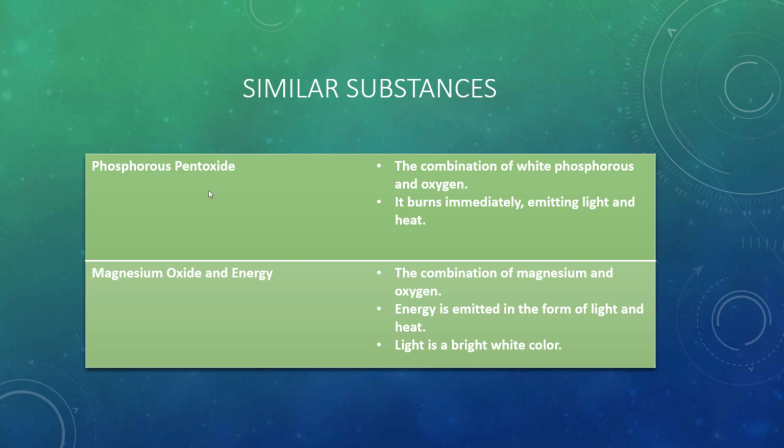A similar substance to luciferin is phosphorus pentoxide. This is the combination of white phosphorus and oxygen. It burns immediately, emitting light and heat. Another similar substance is magnesium oxide and energy. This is the combination of magnesium and oxygen. The energy is emitted in the form of light and heat. The light is a bright white color.